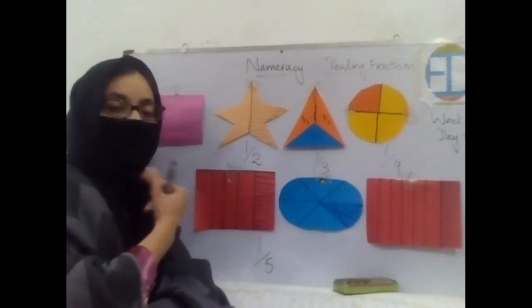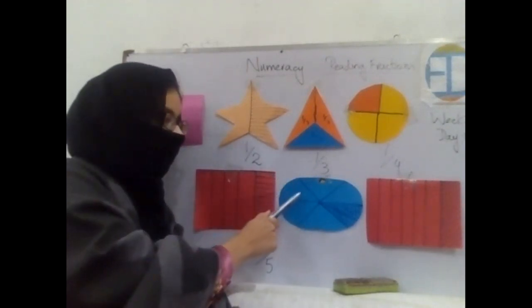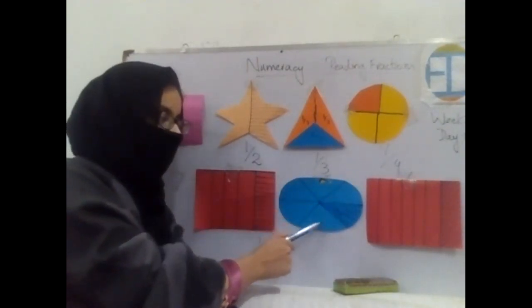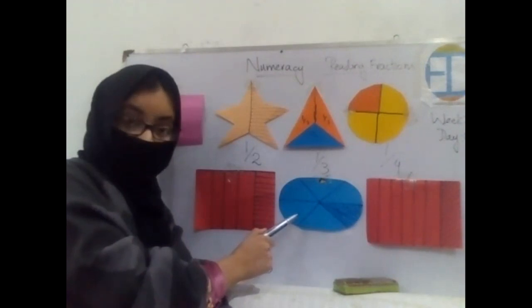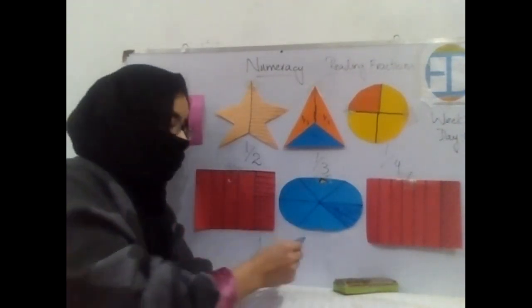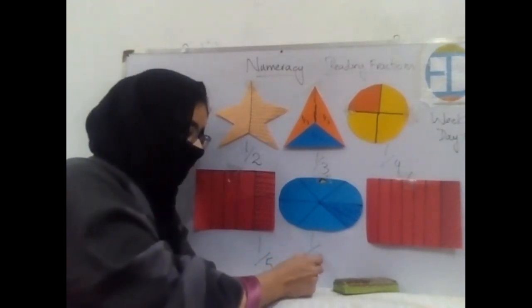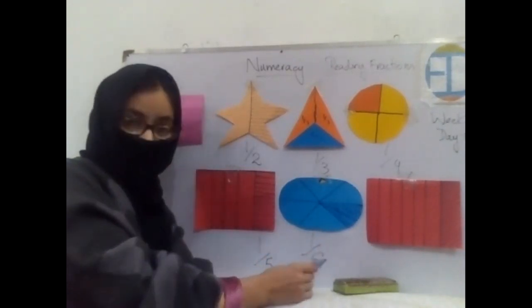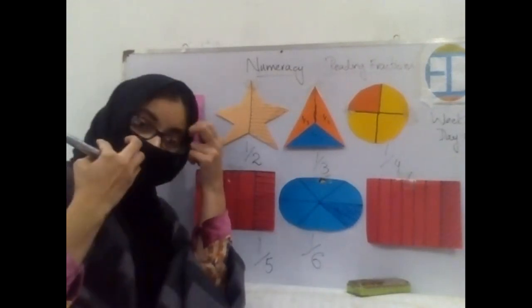Count how many parts it is divided into. 1, 2, 3, 4, 5, 6, right? How many of it is shaded? 1. So we will write this fraction as 1 over 6. And how will we read out this fraction?